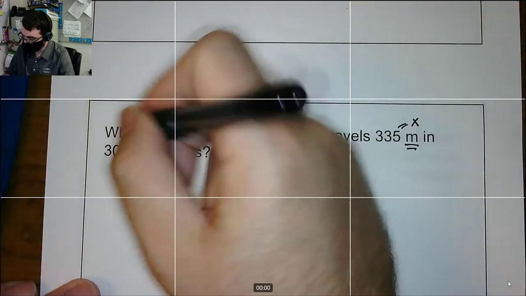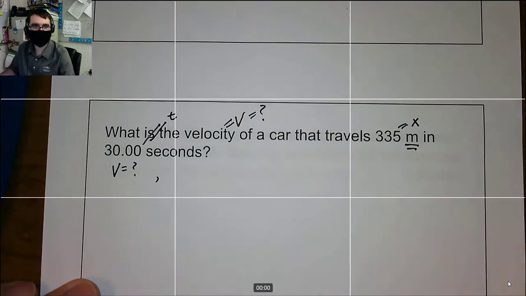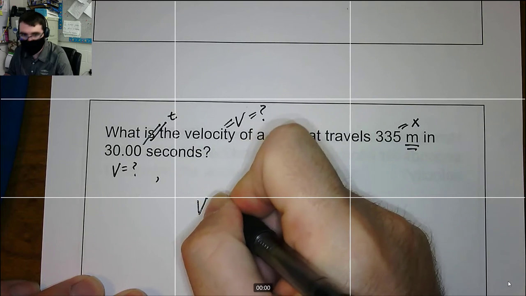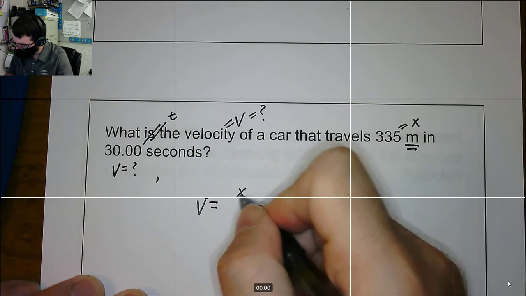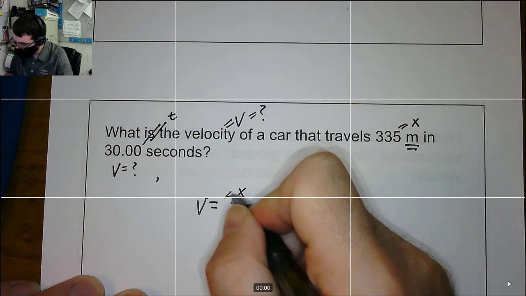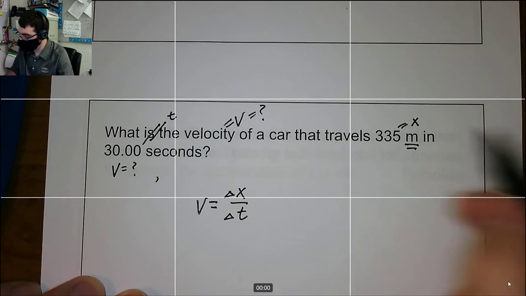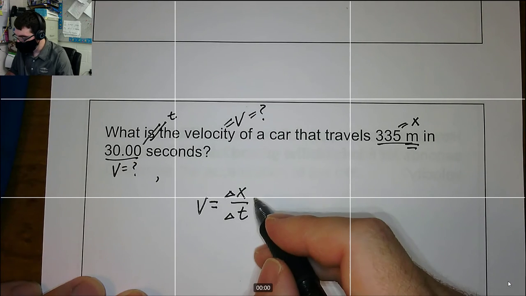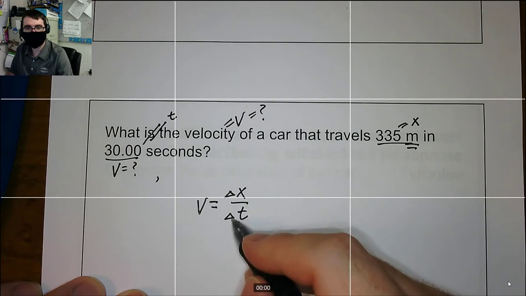In 30 seconds, of course, 30 seconds is going to be a time. So we need a formula that has those three in it, and I happen to know the velocity formula is velocity is equal to distance divided by time. If you want to be picky, it's a change in distance over a change in time, but since we're just given values and we're not measuring those, then we can leave off the change in.